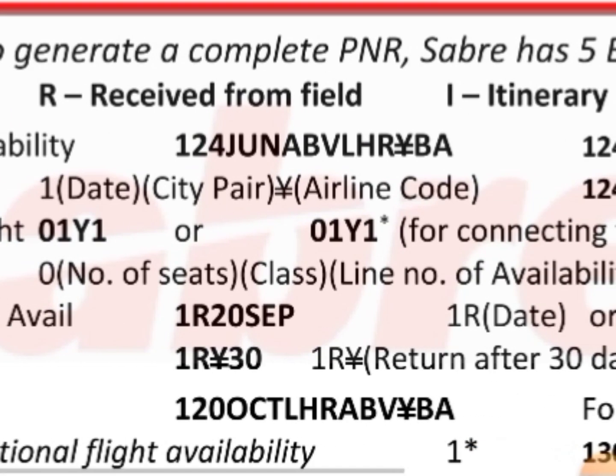Then line of availability display, that's line 1. Just line 1 is a direct flight, so it's gonna be line 1. But if the flight is a connecting flight, you add asterisk to your booking, or you add Yankee line 2, that's Y2 in your booking.